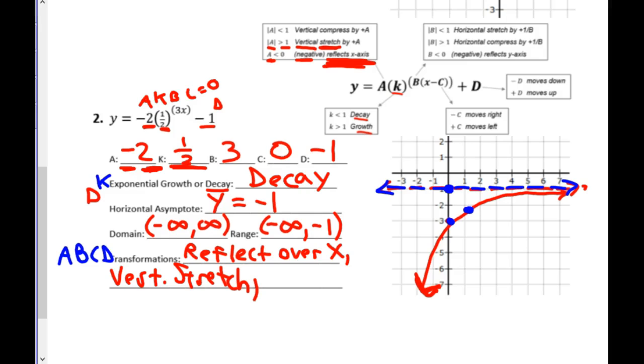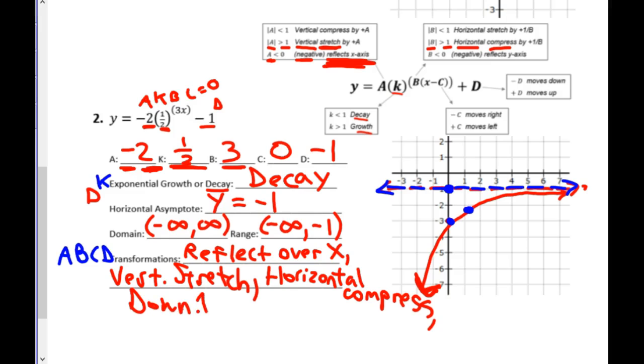Now, next, B is 3. 3 is greater than 1. When B is greater than 1, that's a horizontal compress. I know this is a lot. Last but not least, C doesn't move left or right. Letter D tells us it's going to go up or down. Down 1. Okay?